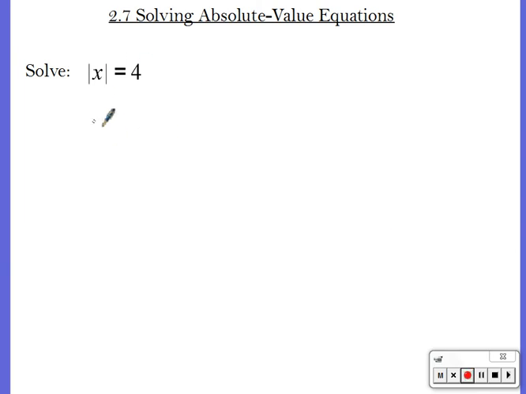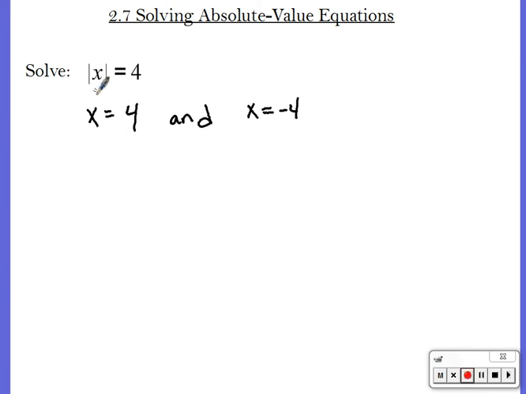If we look at this one here, this one's pretty easy just to solve in our heads. You want to know the absolute value of x is equal to 4. Well, there's two different answers for this. x could be positive 4, x could also be negative 4. So there are two different solutions to this one.